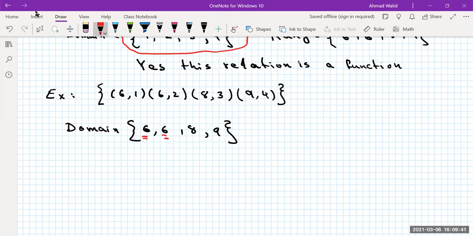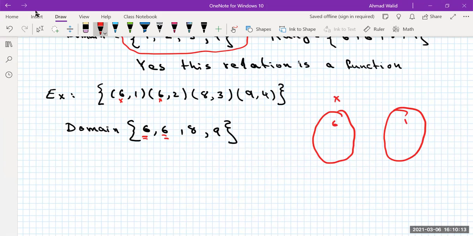Correct? One element of x has two corresponding elements in y. When x is 6, y is 1. Again, when x is 6, y is 2. If you draw this diagram, you don't need to, but in this example I'm trying to show why it's not a function. Look, when x is 6, y is 1. Again, when x is 6, y is 2.